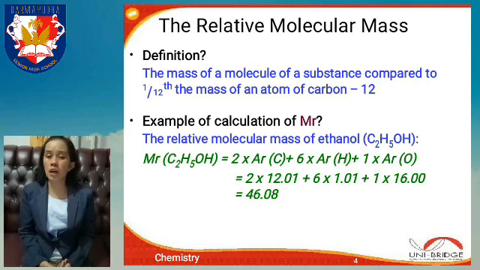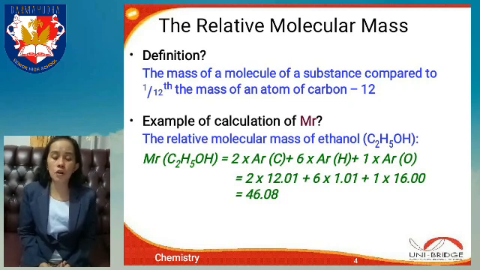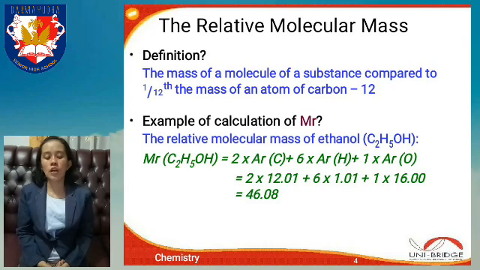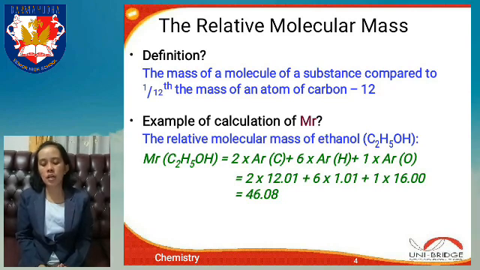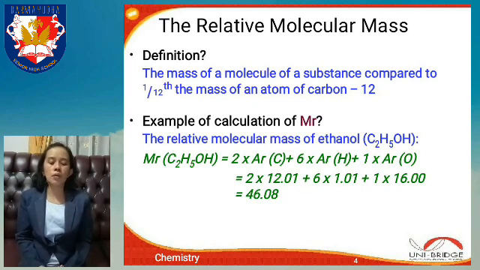Ethanol consists of three types of atoms. The first one is carbon, hydrogen, and also oxygen. There are 2 carbon atoms, 6 hydrogen atoms, and 1 oxygen atom. So, to calculate the relative molecular mass of ethanol, it is 2 times the relative atomic mass of carbon plus 6 times the relative atomic mass of hydrogen plus 1 times the relative atomic mass of oxygen. To see the detail, you may take a look at the mathematical calculation in the slide given.